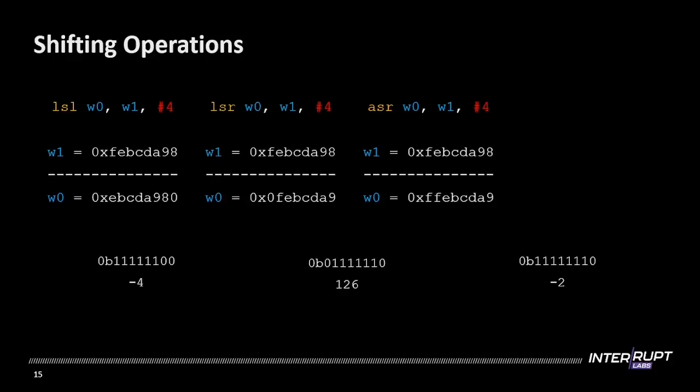Finally, there's ROR, which is rotate right. So here bits go from one end and come back round the other side. There's no rotate left, since the same result can be achieved with a rotate right.